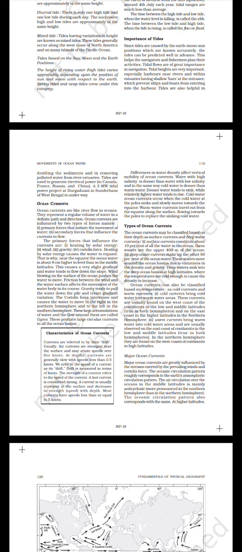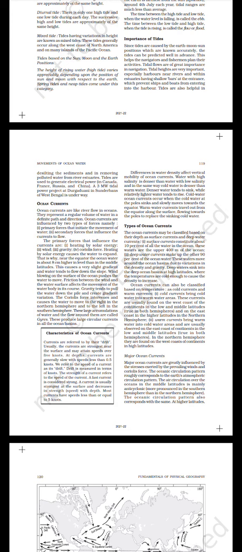Heating by solar energy causes the water to expand. That is why near the equator the ocean water is about 8 centimeters higher in level than in the middle latitudes. This causes a very slight gradient and water tends to flow down the slope.